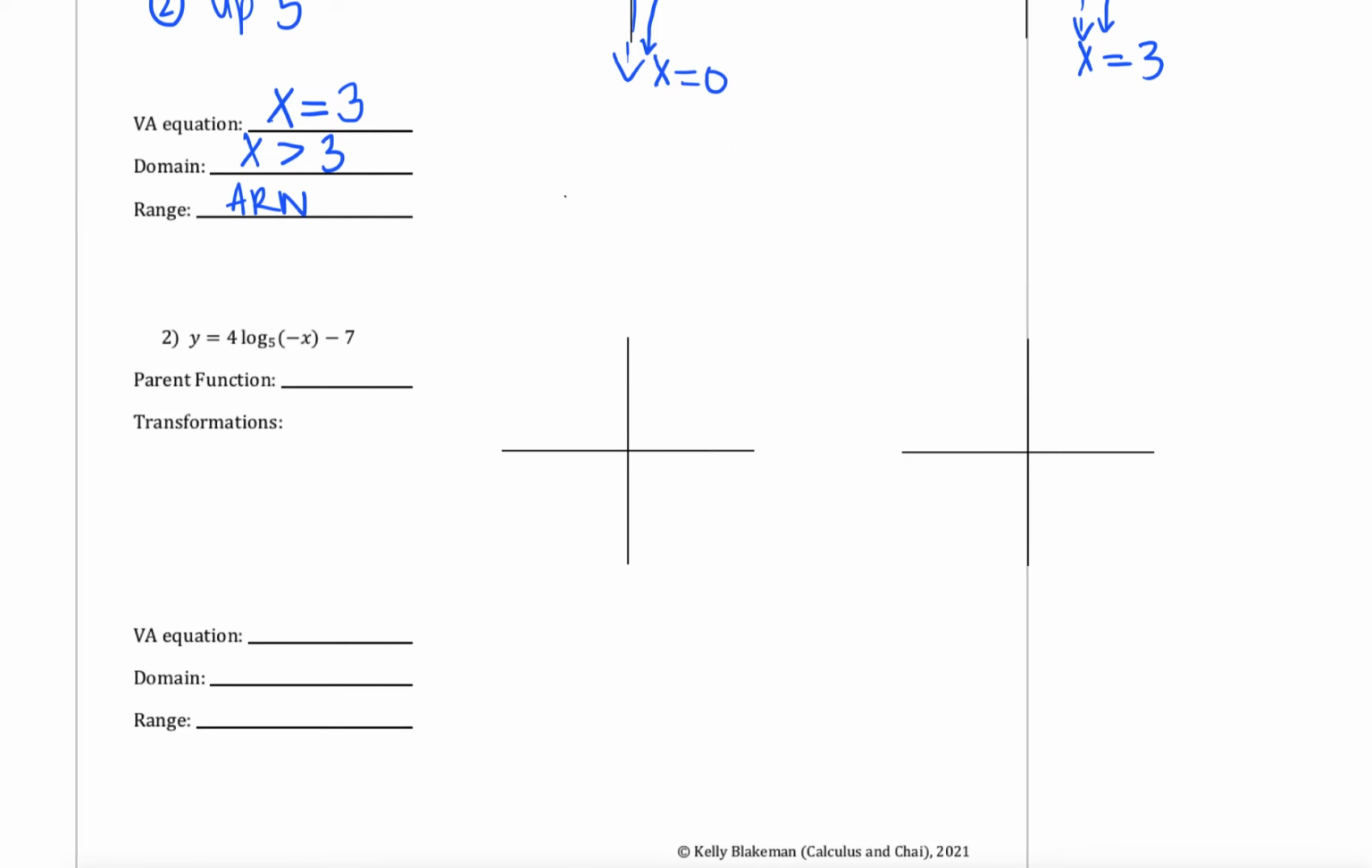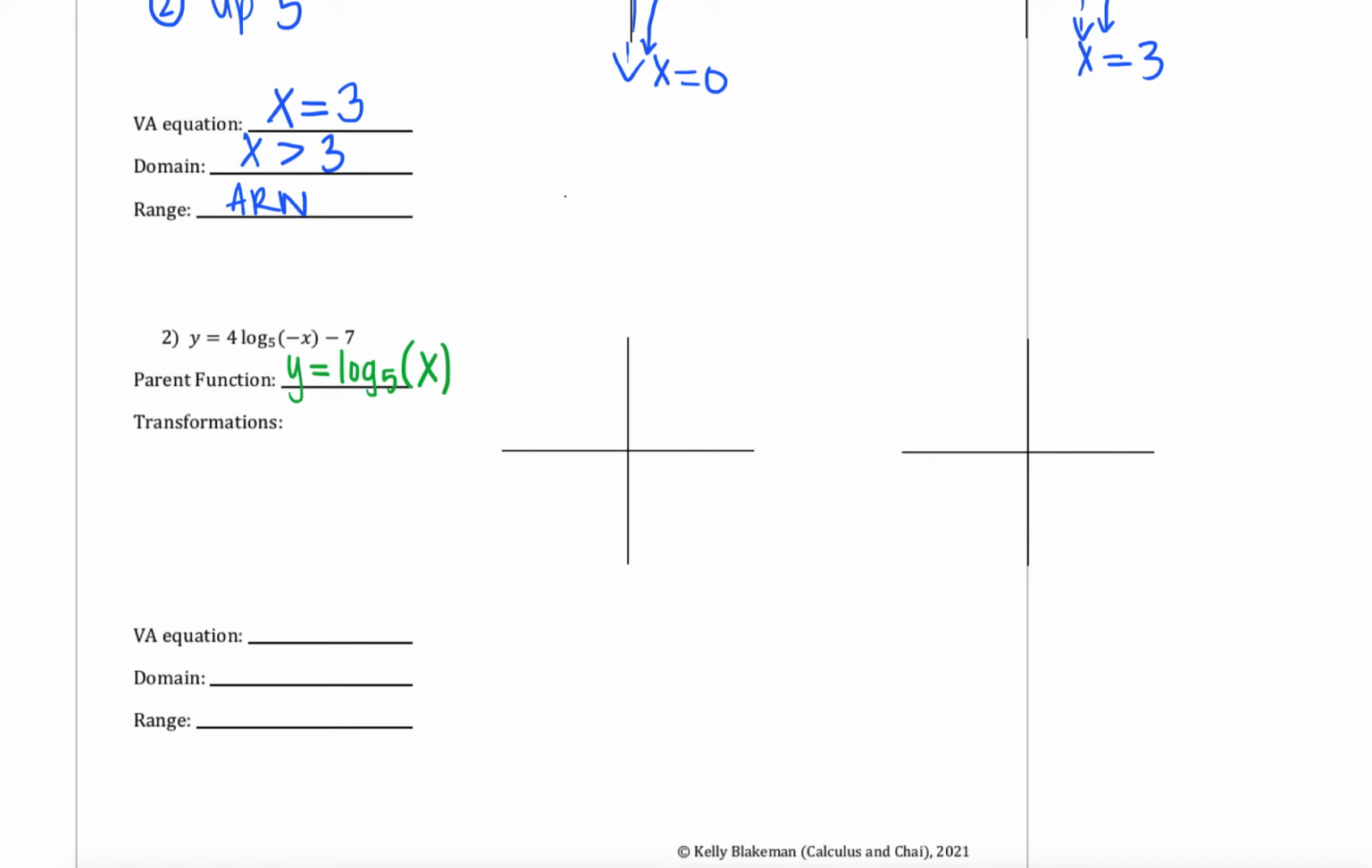Let's look at example 2. We have y equals 4 times log base 5 of negative x minus 7. Why don't you guys pause the video and find the parent function. So our parent function for this one will be y equals log base 5 of positive x. So that negative x is not part of our parent function, that's actually a transformation, which leads us to how many transformations do we have for example 2.